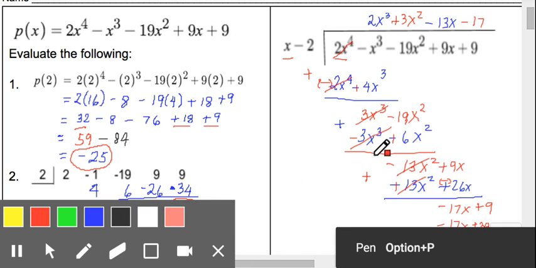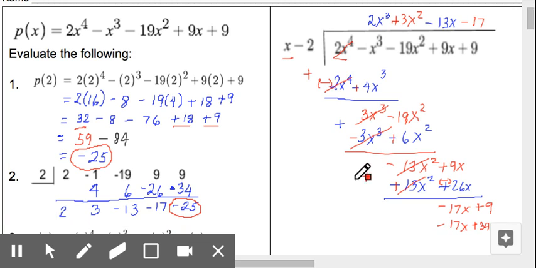Okay, then we're going to subtract, but subtract means to add the opposite. So this will turn to negative. Negative 17x turned to positive. So now negative 17x plus 17x is 0. Well, 9 plus negative 34 is negative 25.